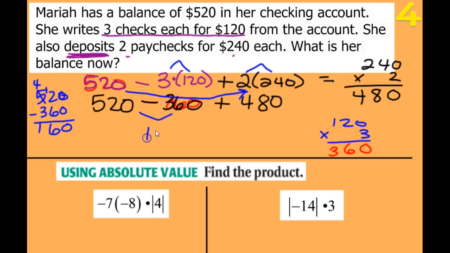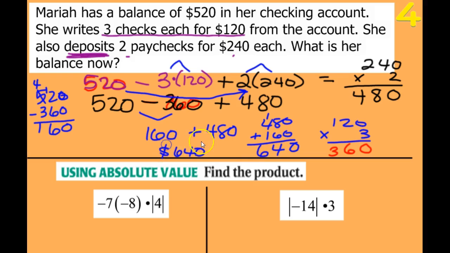So here we have 160 plus 480. So just add them up. 0 plus 0 is 0. 6 plus 8. 6 plus 6 is 12, so 2 more would be 14. Then 4 plus 1 is 5, plus 1 more is 6. So she should have $640 in her bank account.